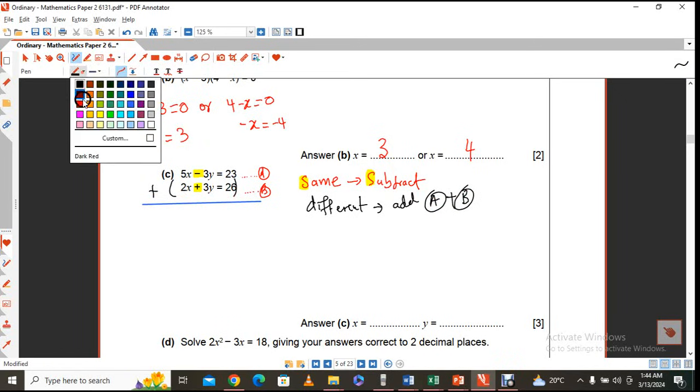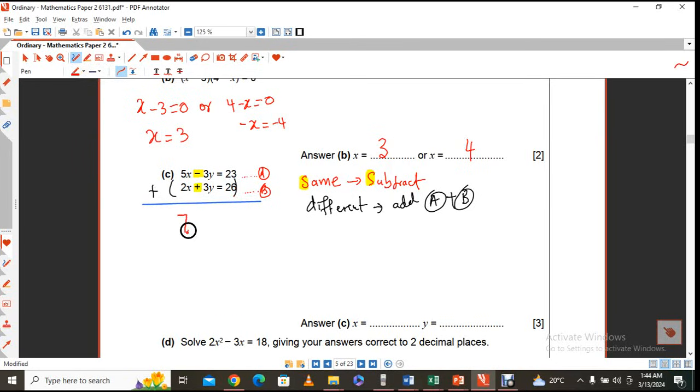so I'm just going to change this. That's going to give me 7x over here. Obviously, the y terms will cancel, giving you 49 over there. So x would be 49 divided by 7. The value of x would equal 7.